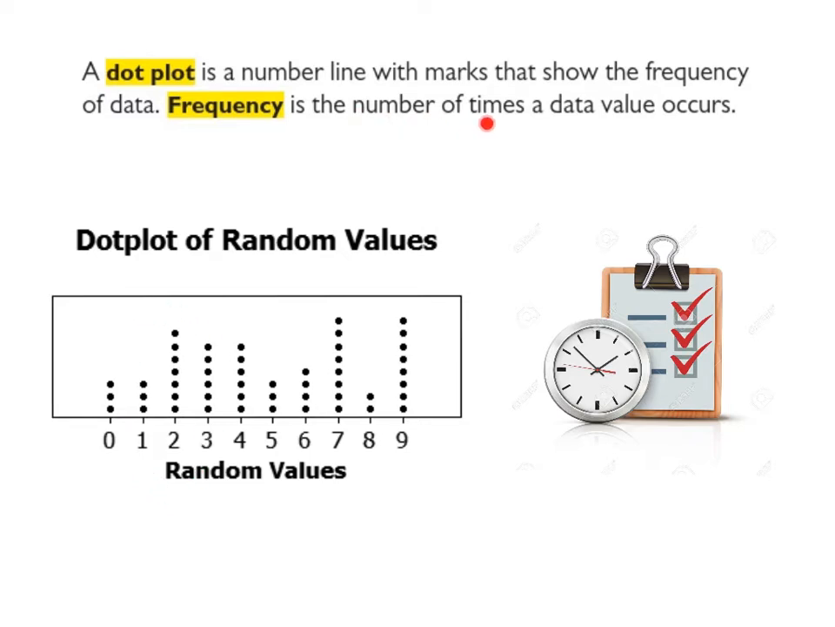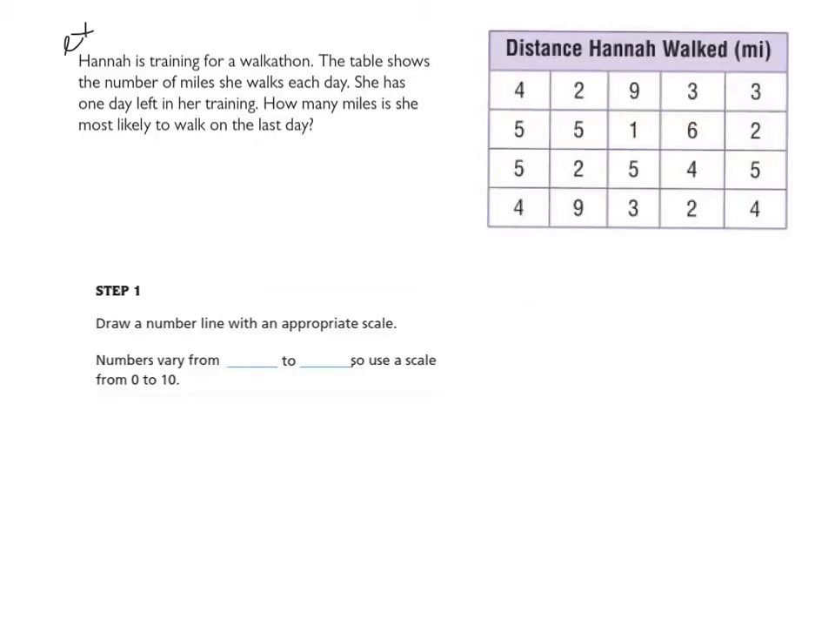Frequency is the number of times a data value occurs. I like to think of it as tally marks. That's how often it happened. I put a clock here: it's how often, the number of times we checked it off because it occurred. Write those definitions in your notebook.